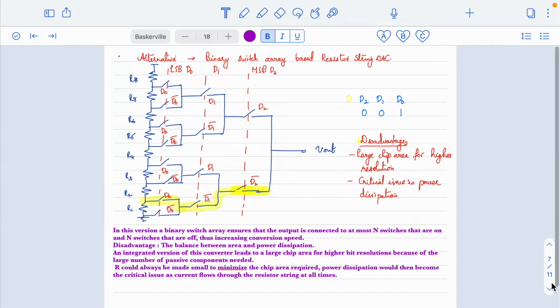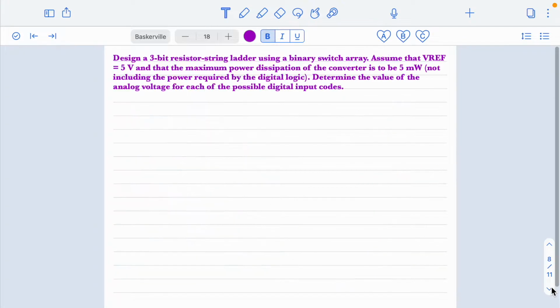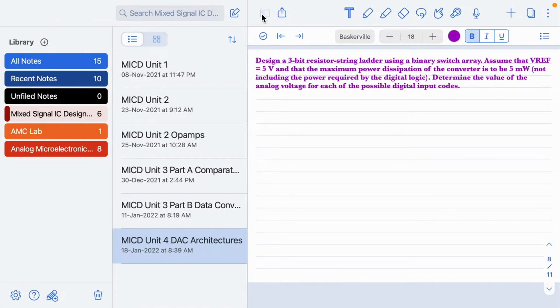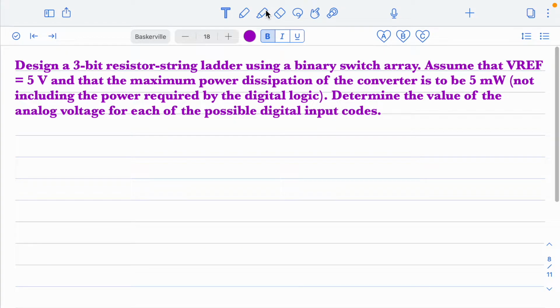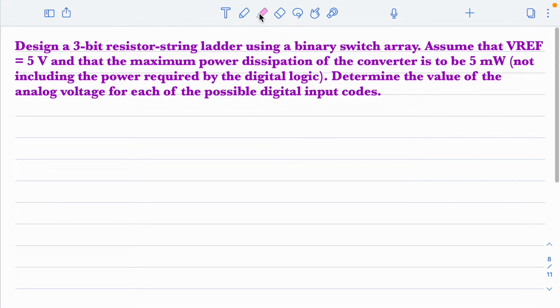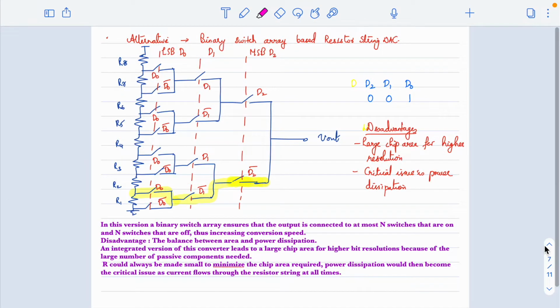Now today we'll continue this discussion, but we need to understand the possible non-linearities of this DAC, because we discussed the specifications DNL and INL, which we know give you the overall non-linearity of a DAC. So we'll look at such details. Before that, let us start with a simple design question. The question is this: design a 3-bit resistor string ladder using a binary switch array.